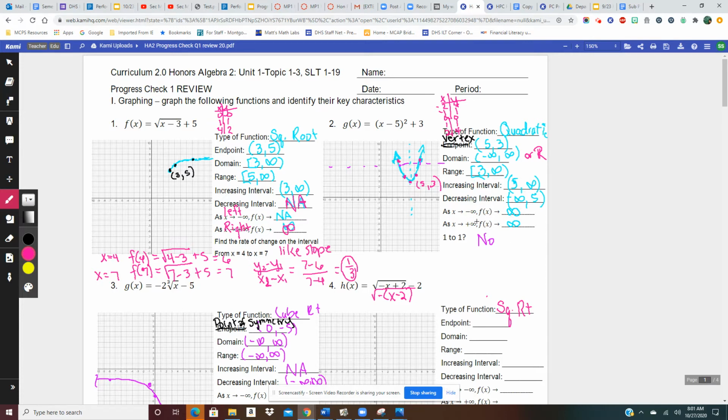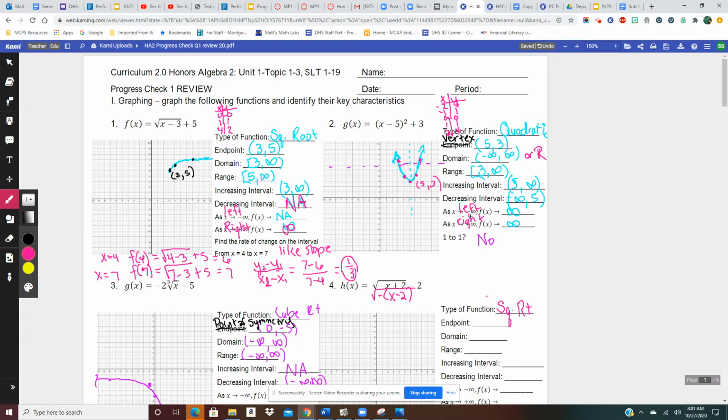As x goes to negative infinity, that means as you go to the left, again, this is left. As the graph goes to the left, what are the y values doing? F of x just means your y value. So what is y doing? It's going up. We say it goes to infinity. Okay, so this one means as you go to the right. And as I go to the right, the y values are still going up. So that's also infinity.